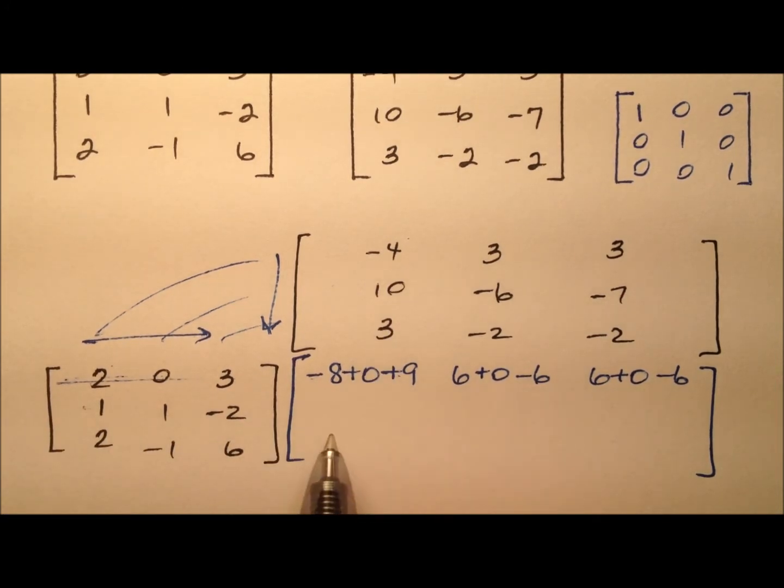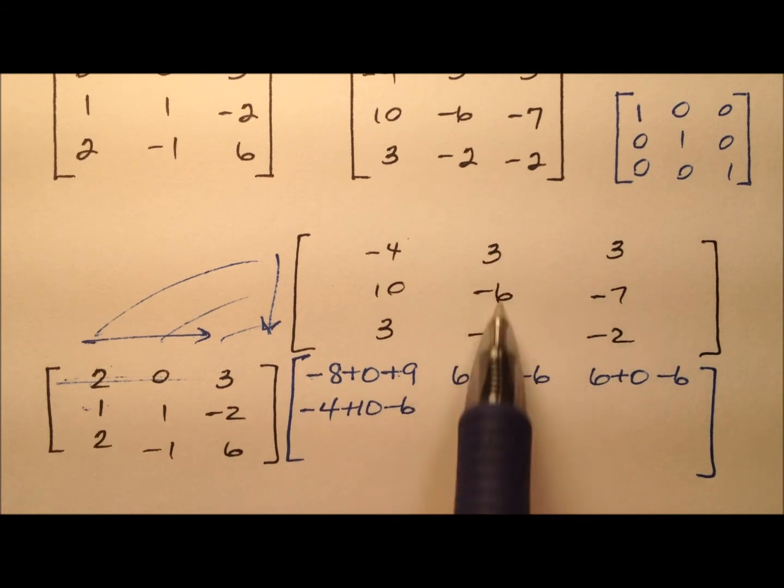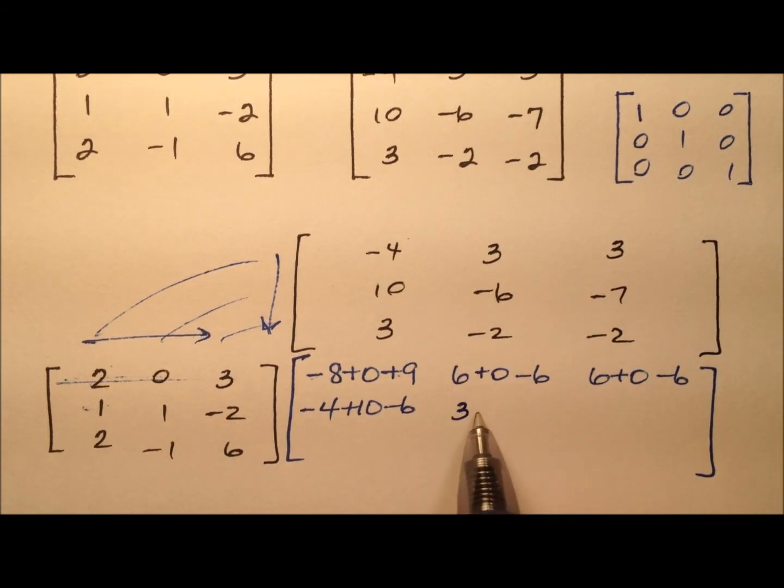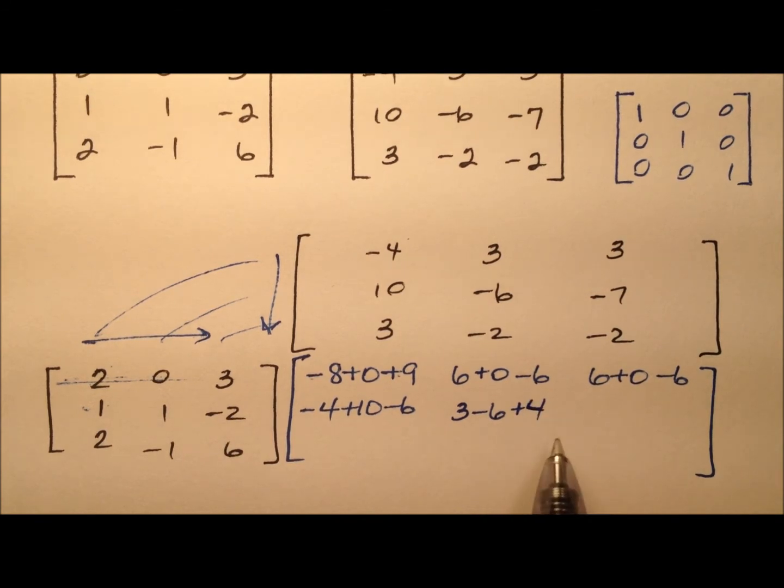So row 2, column 1, 1 times -4 is -4. 1 times 10, and -2 times 3 is -6. So next column, looks like 3 minus 6, and then plus 4. And finally, the third column with this one. So it looks like 3 minus 7 plus 4.